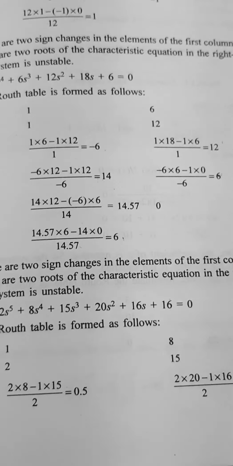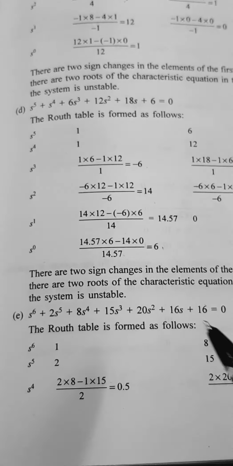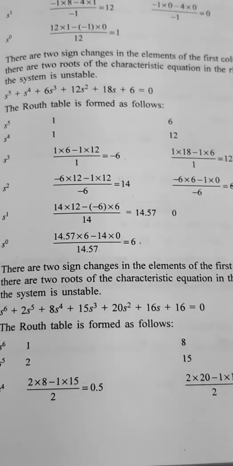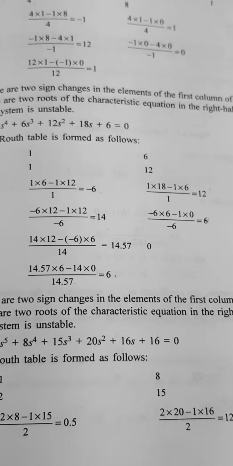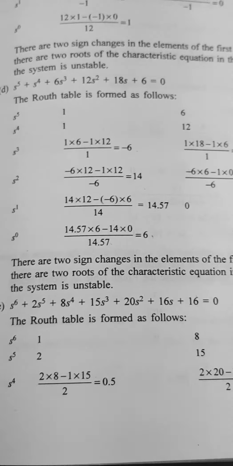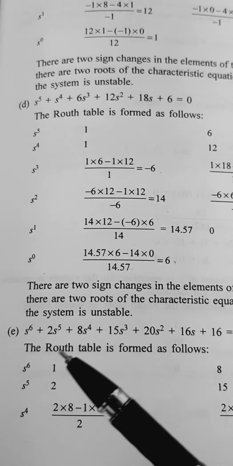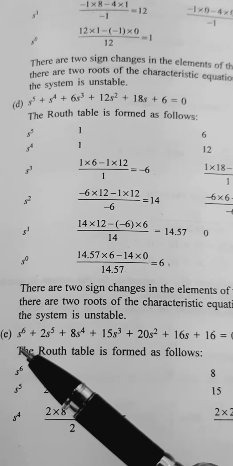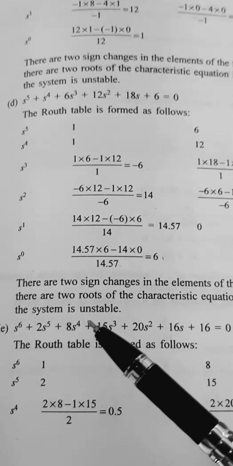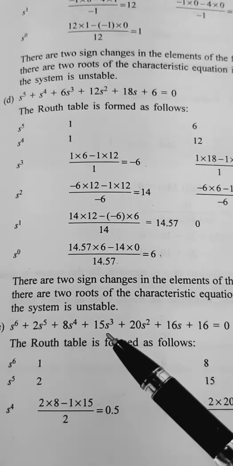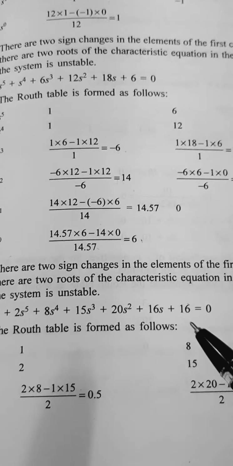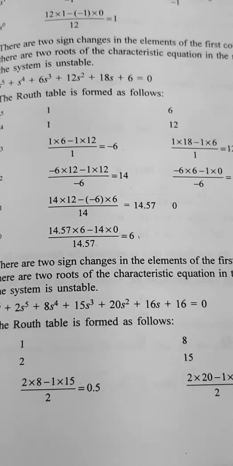Similarly, when you are observing the next problem, first you go through the problem, understand it, then you take your own time and try to understand the concept. See here, as you can see, this is S6, the order is 6, so S6 plus 2 S5 plus 8 S raised to 4 plus 15 S raised to 3 plus 20 S squared plus 16 S plus 16 is equal to 0.